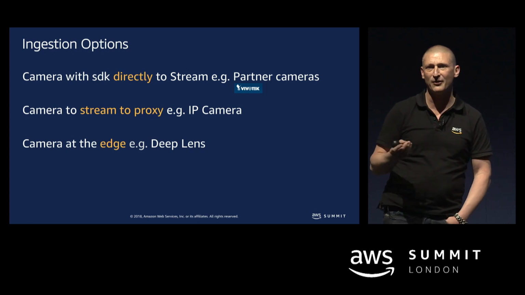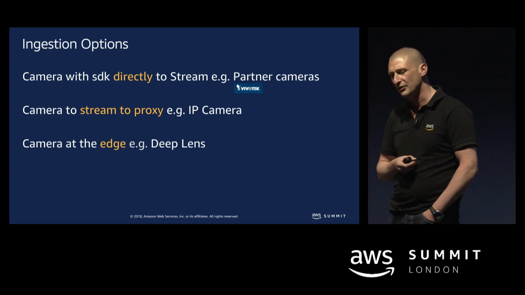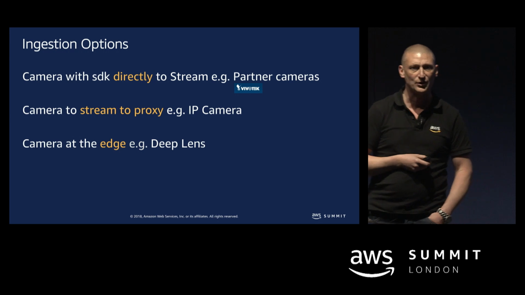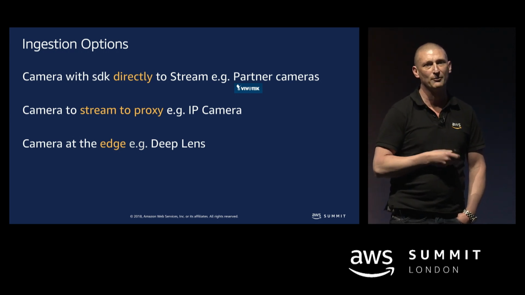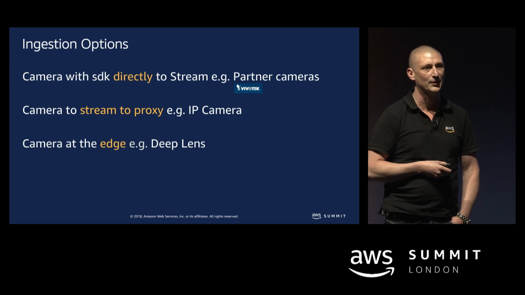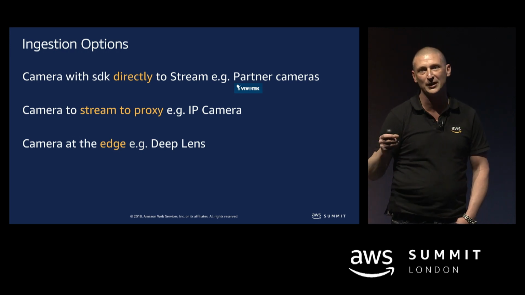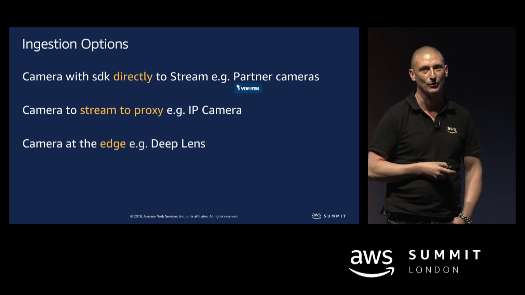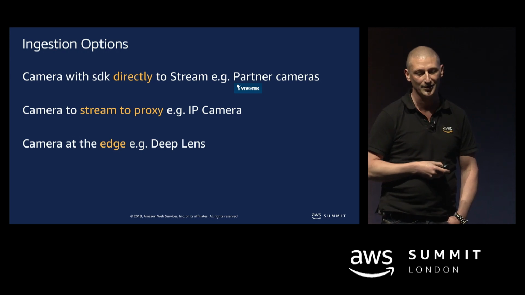If you already have IP cameras, you can put in place a local proxy, and rather than storing the data locally across those cameras, you can stream it to the video streams and then have it for long-term durable storage and analytics.